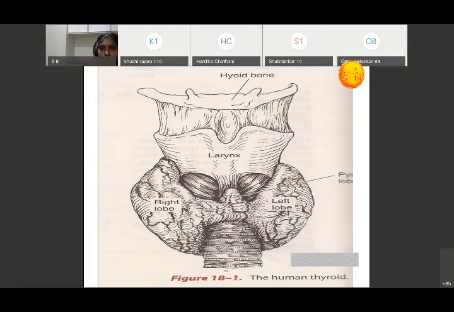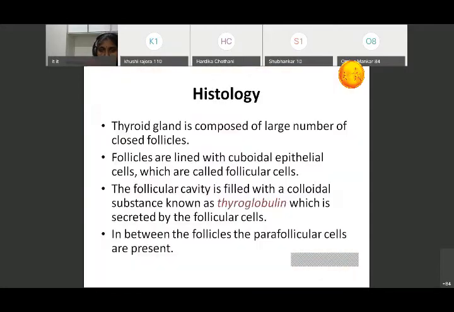After that, you should know the histological structure of the thyroid gland, because it is very, very important for understanding how the thyroid hormones are synthesized. Histologically, the thyroid gland is composed of a large number of closed follicles. Follicles are lined with cuboidal epithelial cells, which are called follicular cells.